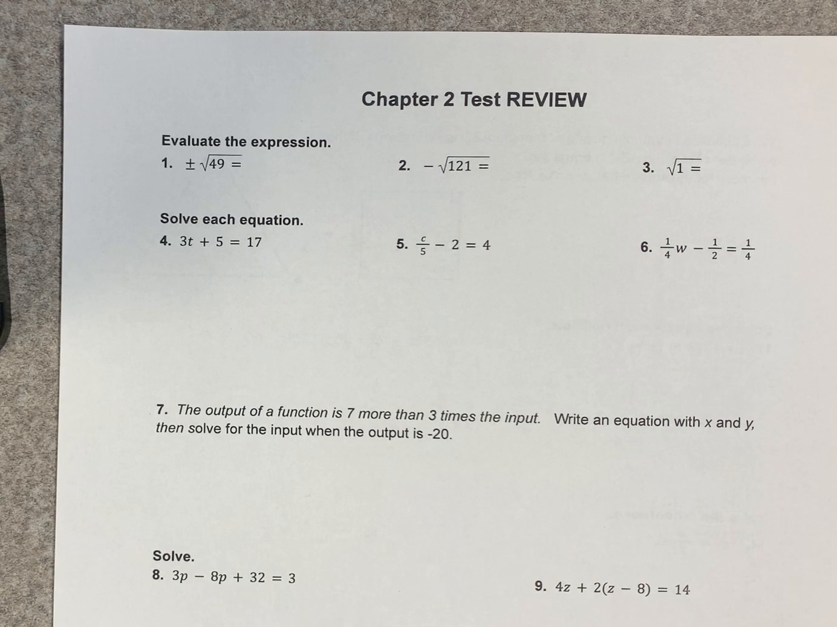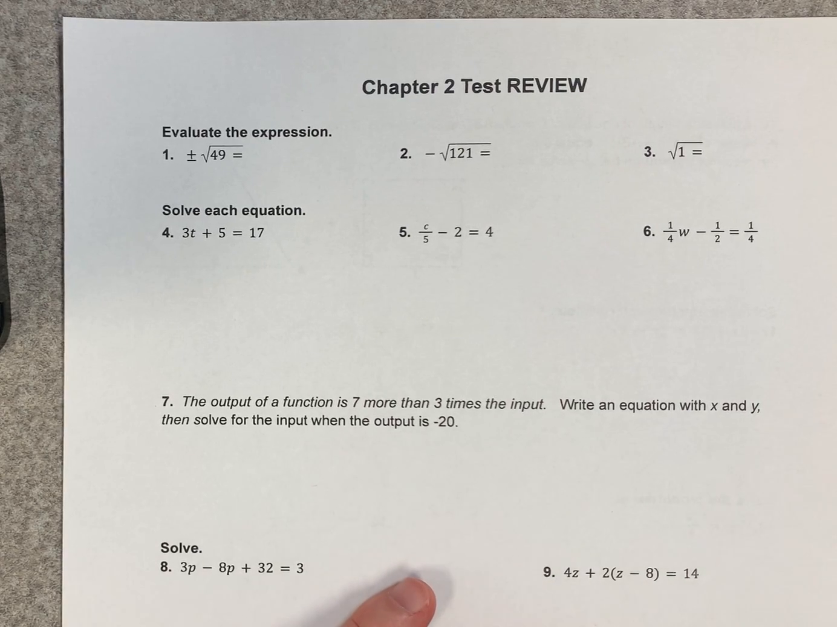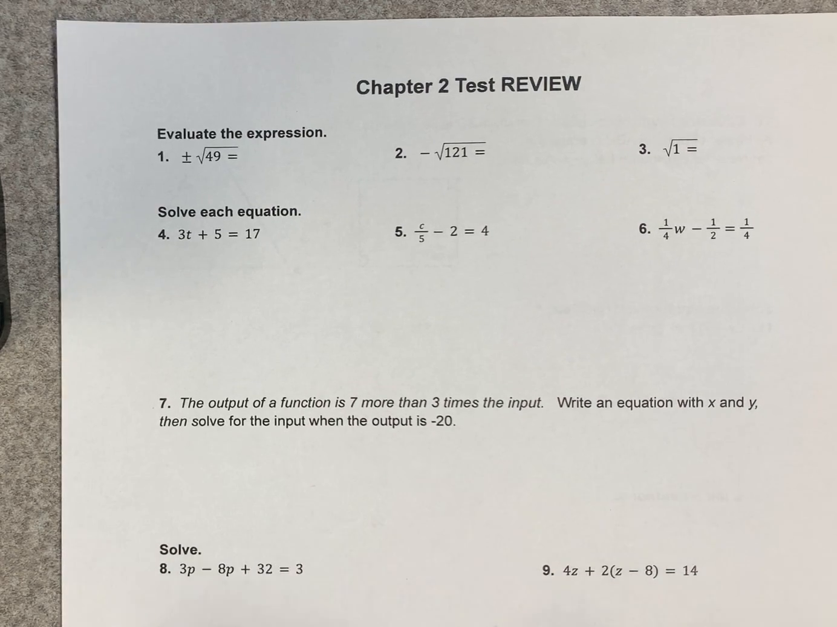All right, jumping into chapter 2, test review. Gonna start out on the test, I think just a couple of irrational numbers. Actually, I don't even think you have to do anything with irrational numbers. These are square roots that are actually going to be perfect squares.